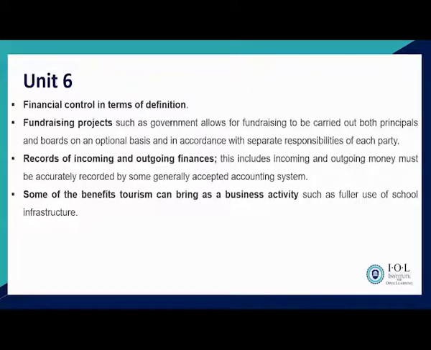Fundraising projects, that's another topic. Government allows for fundraising to be carried out by both principals and the board on an optimal basis and in accordance with the separate responsibilities of each part. Fundraising projects in schools happen with the involvement of the school board and the principals, to make sure that this does not interfere with the day-to-day running of the school activities. That's why we say it's with the separate responsibilities of each party.